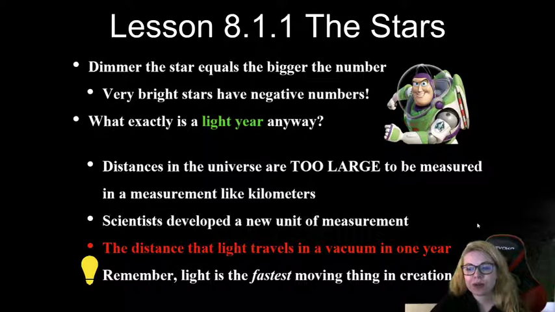But going back to what we were talking about on the previous slide about absolute and apparent magnitude, the dimmer the star is, the bigger the number for the absolute magnitude. And so very bright stars actually have really negative numbers, and it's all in light years, but that's one of the ways that scientists study and figure out the brightness of a star: the absolute and apparent magnitude. And that has to do with light years.